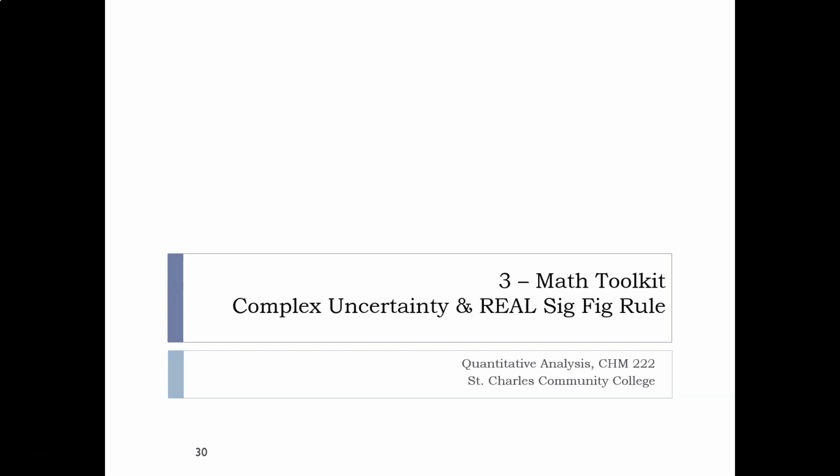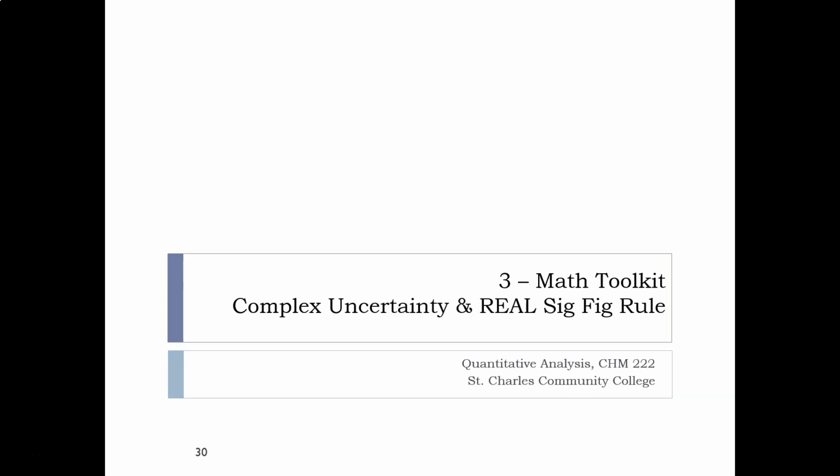So we've talked about uncertainty, and how to handle what kind of uncertainty your answer will have if you're adding and subtracting measurements that contain uncertainty. And we've talked about how to handle what your uncertainty will be for your answer if your measurements are going to be multiplied and divided. So now we're going to look at what happens if in the calculation you have to add, subtract, and multiply, divide. I'm going to call that one a complex uncertainty because it's got both types in it. And then we're going to finish this off by talking about the real significant figure rule.